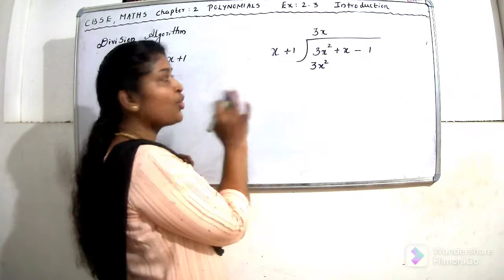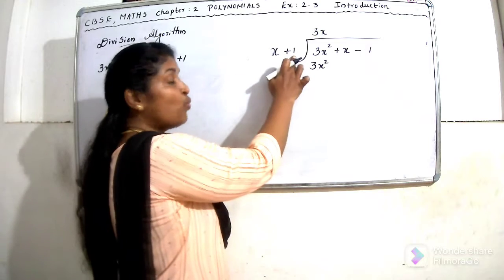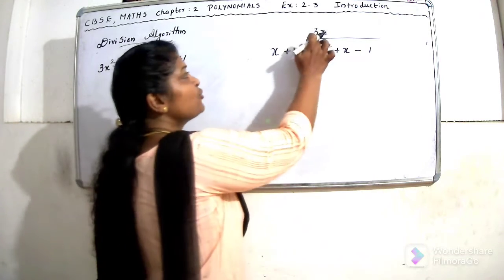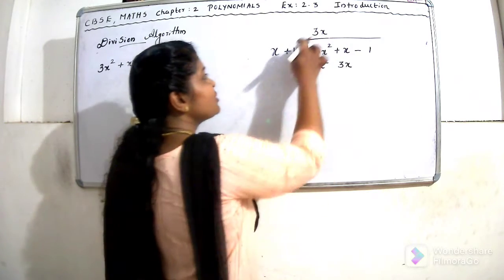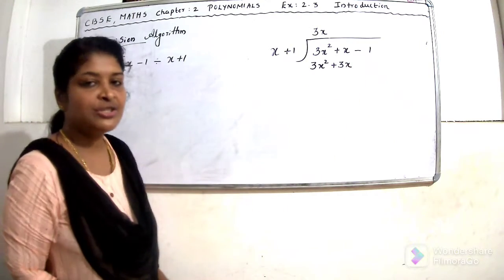Now the multiplication is not over, because this is a polynomial. With x only we multiplied, the multiplication with 1 is still there, so we have to multiply that also. So 3x into 1, that is 3x itself, positive times positive, so the sign is plus. Okay, so the multiplication is over.